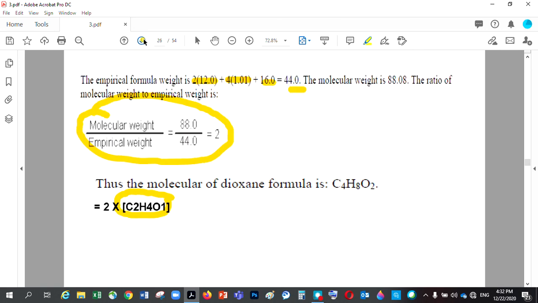Now for molecular dioxane, N, which is 2, is multiplied by the empirical formula. Carbon multiplied by 2 will be 4, hydrogen 4 will be 8, and oxygen 1 will be 2. So this is the molecular formula of dioxane.